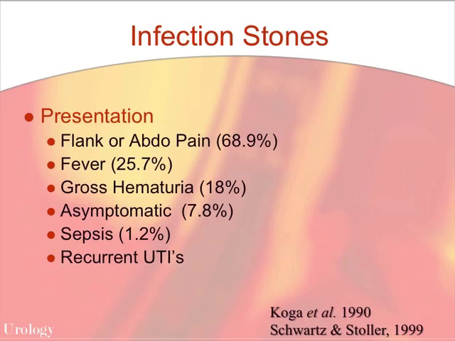With respect to the presentation, it's not the same as your typical renal colic, although it can sometimes present as flank pain or vague abdominal pain in roughly 70%. It can present with fever in 25%, gross hematuria in 18%, and just under 10% can be asymptomatic. Other presentations in the literature include sepsis and recurrent urinary tract infections.